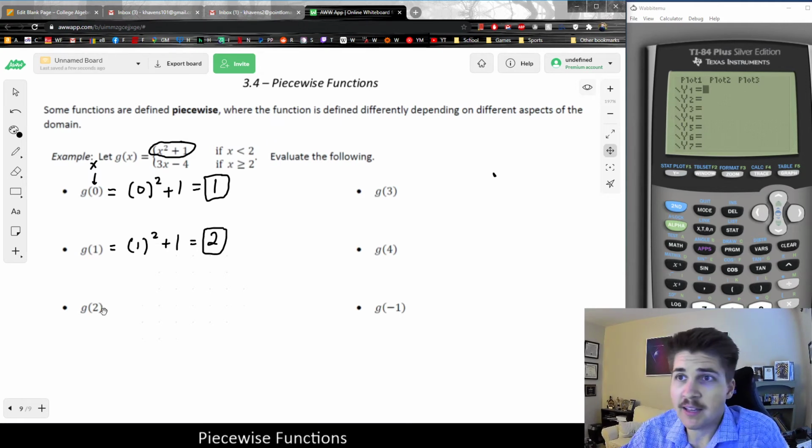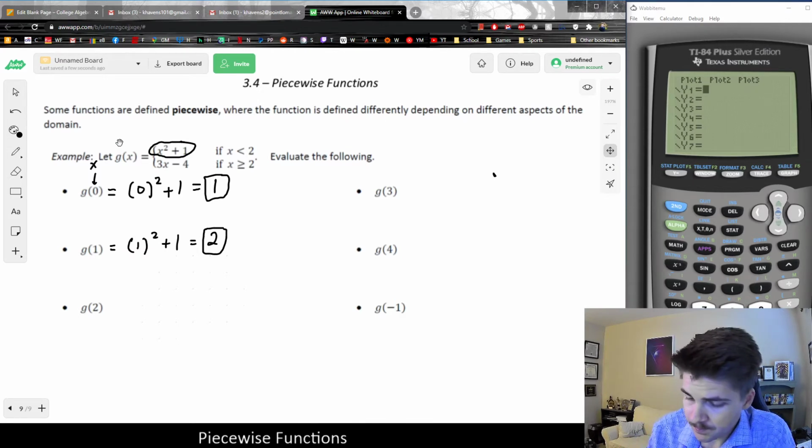But at some point, for example, say we wanted to do g of 2, we would not want to plug it into that first component because 2 is not less than 2. And it says to use this if x is less than 2. So basically, we want to make sure we don't use that, but we would use the second component instead, because that one says, well, if x is greater than or equal to 2, we're going to be using the formula 3x minus 4 to be equal to what g of x is.